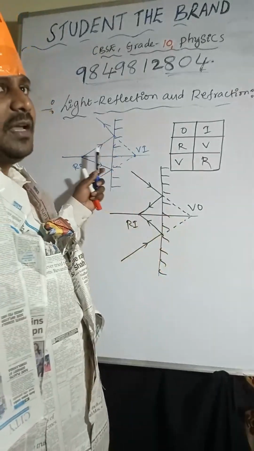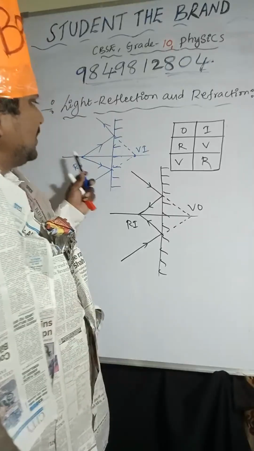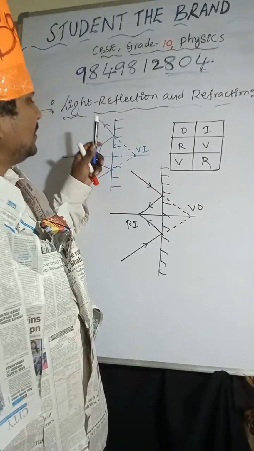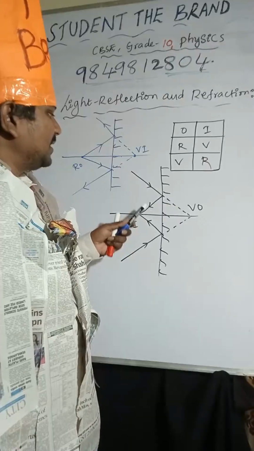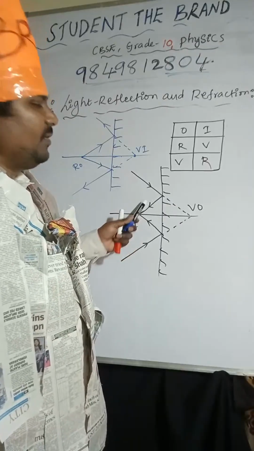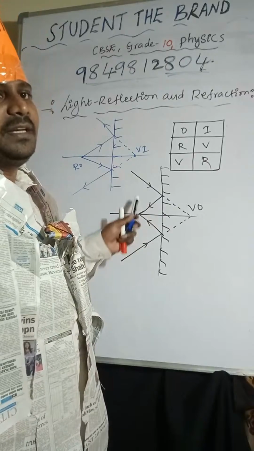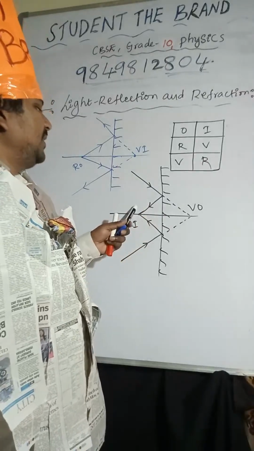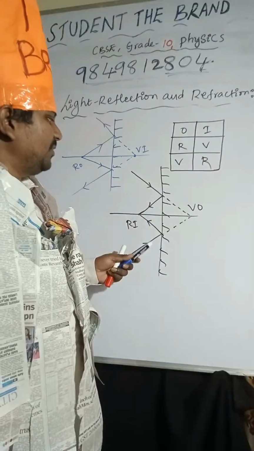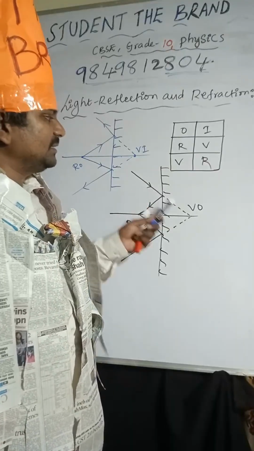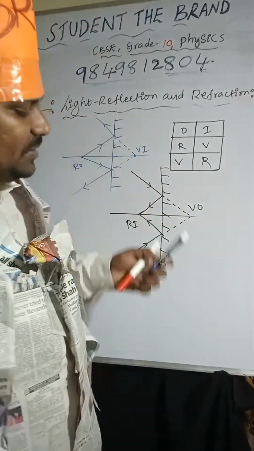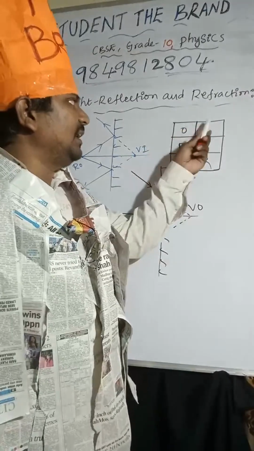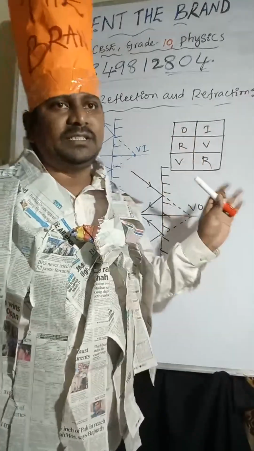Here you can observe the point of intersection of incident light rays is called the real object. The point of intersection of reflected light rays is called the virtual image. Here the reflected light rays directly meet, that's why it is a real image. Here we are extending the incident light rays, and the extended incident light rays meet at one point. That is the virtual object. By observing these two diagrams, we can conclude that if the object is real, the image is virtual, and if the object is virtual, the image is real. So this is about object and image.